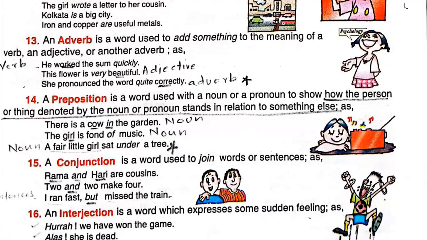Okay, interjection. An interjection is a word which expresses some sudden feelings, as we have discussed it yesterday, and those feelings are most of the time not intentional. Unintentionally, some words come out of our mouth. In case we feel pain, we say ouch. And this is not intentional, but it comes out of our mouth unintentionally. So, hurrah is for joy.